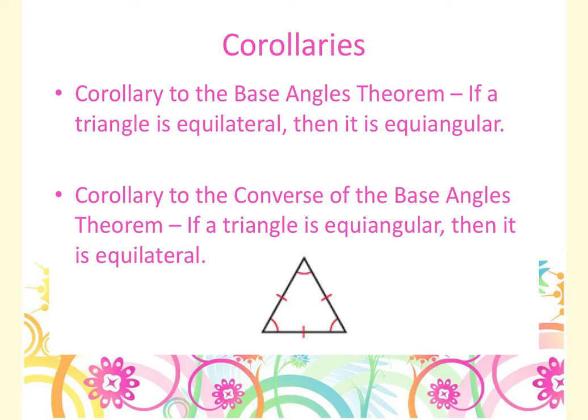Remember corollaries. Corollaries are something that's easily determined from what you already know from those theorems. So the corollary to the base angles theorem, and honestly, it takes less time to write out what it says than that name, so I wouldn't stress too much about the name. Corollary to the base angles: if a triangle is equilateral, then it's equiangular.